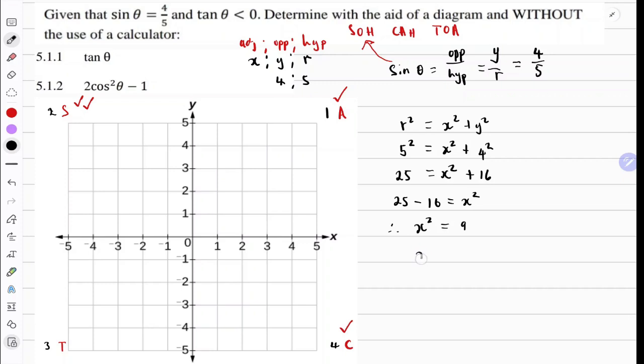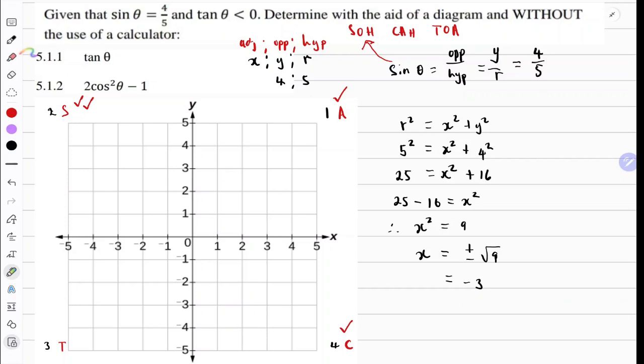If you take the square root on both sides, x should be plus or minus the square root of 9, which is equal to negative 3. We reject positive 3 because we are working in the second quadrant. All x values are negative. That's why we accept x is equal to minus 3. So now we can draw our triangle.